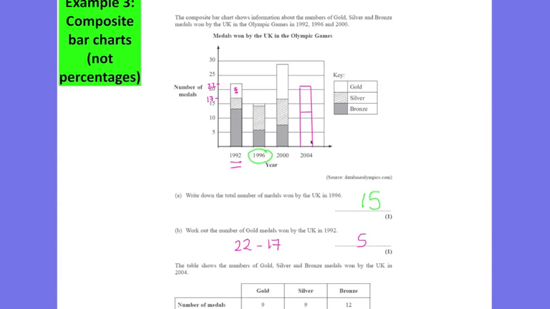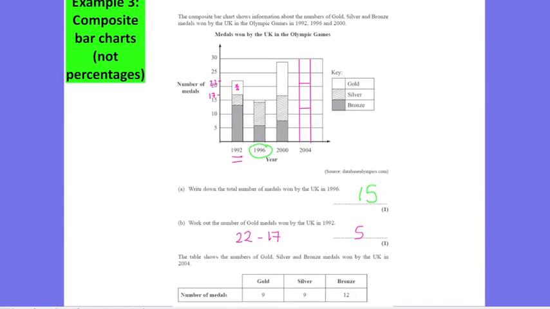And then gold, a further 9 for the gold. So 9 more for the gold. We'll add on 9 to 21, which will take us to 30. So the total, the composite bar chart for bronze, silver and gold extends all the way to 30. Make sure you add on your last part here for the last part of the bar.